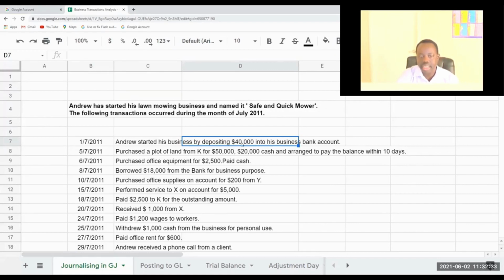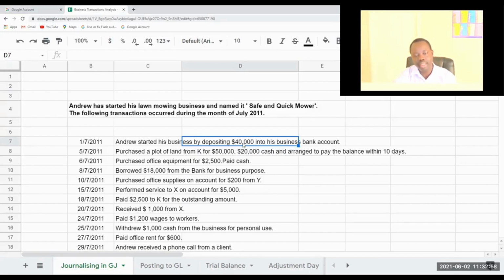Is it decreasing or increasing? We say in this case, money is coming into the business. So cash account is increasing. And what happens when an asset account increases? You debit.